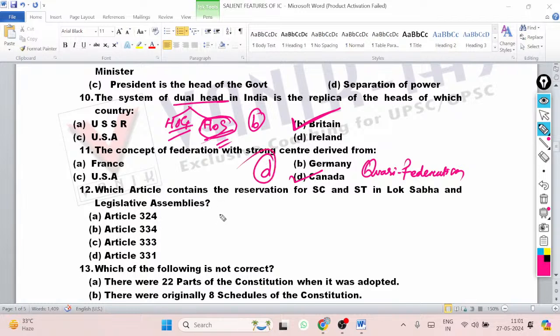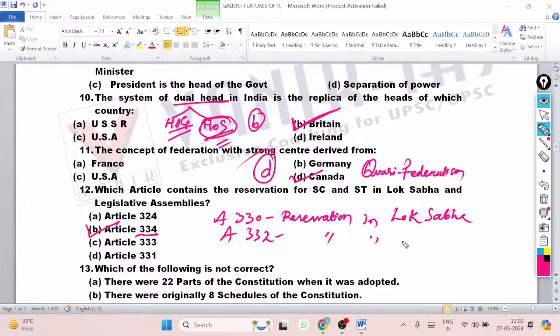Which article contains the reservation of SC and ST in the Lok Sabha and legislative assemblies? Out of these articles, you will find 334, because such reservation can be extended periodically by Parliament. But remember, Article 330 deals with reservation in the Lok Sabha, and 332 individually deals with reservation in the legislative assemblies of the states.